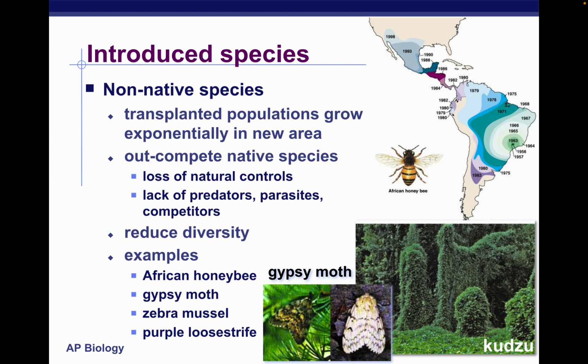So introduced species are non-native species. They're transplanted populations. They grow exponentially in a new area and outcompete native species. This gives a loss of natural controls, a lack of predators, parasites, and competitors, which is why they're able to do well. It reduces diversity. Examples of this are the African honeybee, the gypsy moth, the zebra mussel, and the purple loosestrife. The gypsy moth is the one that's most common to us around here. They get in and they kill everything.